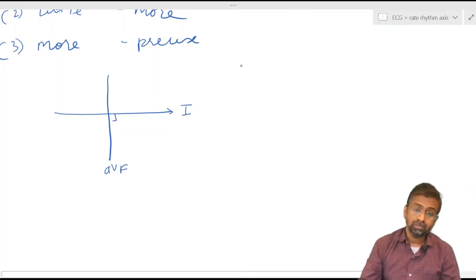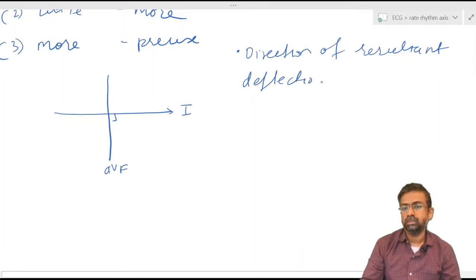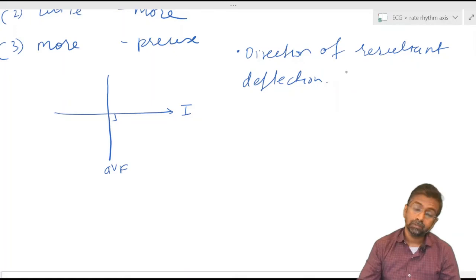You have to see the direction of the resultant deflection in QRS. What did I say? Direction of resultant deflection in these two leads, lead 1 and AVF. Sorry, direction of resultant deflection of QRS.